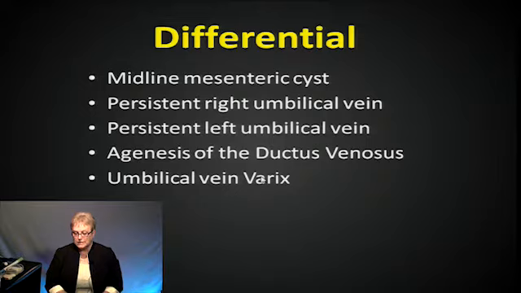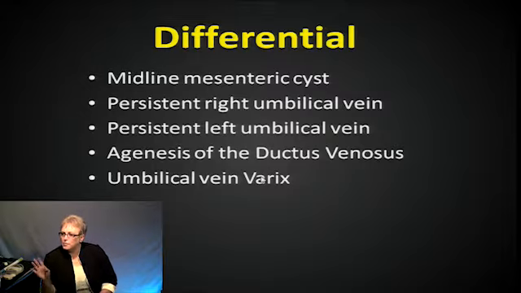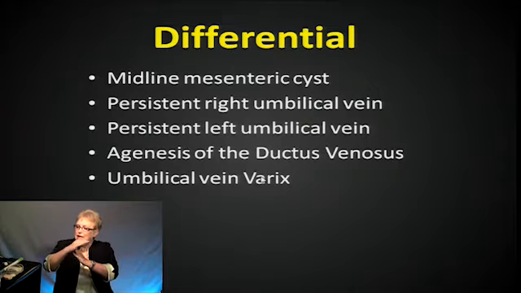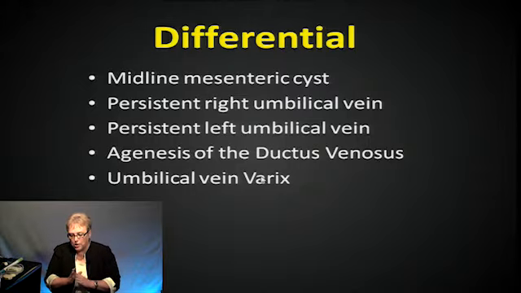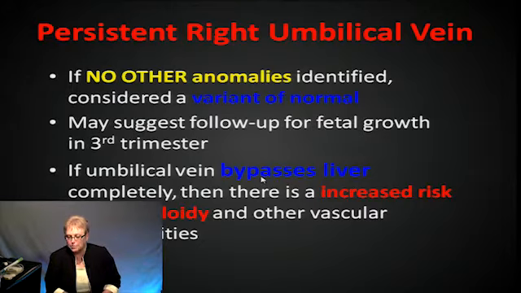Differential: midline mesenteric cyst, persistent right umbilical vein, persistent left umbilical vein, agenesis of the ductus venosus, or umbilical vein varix. In the beginning, everybody forgets that in early embryology there are 2 veins, 2 arteries. Almost always the right umbilical vein becomes atretic, and it's the left umbilical vein that we're actually seeing. It comes in midline, goes over to the left portal vein, so it's coming in and tipping over. You see the color going over towards the right side. If the left umbilical vein is compromised in early embryology, then you end up with a persistent right umbilical vein. So that's what this is: persistent right umbilical vein.